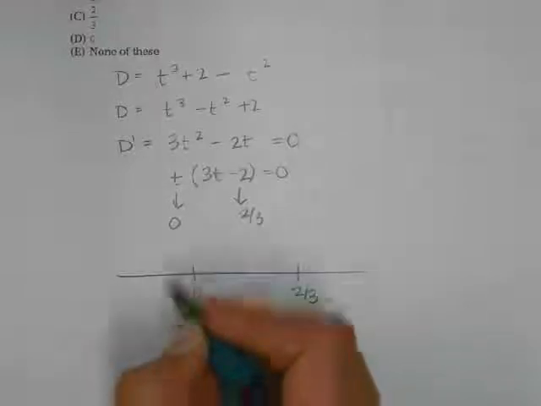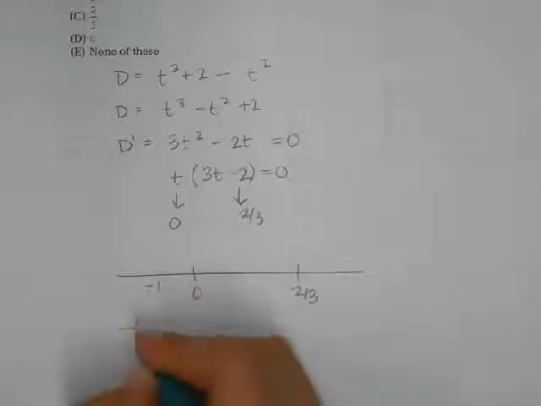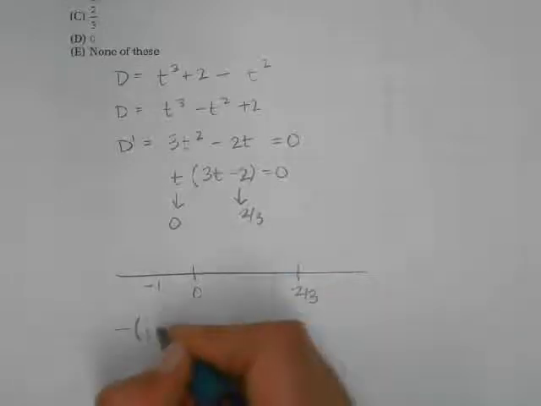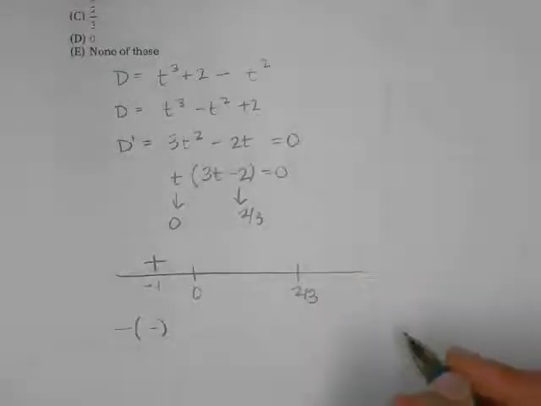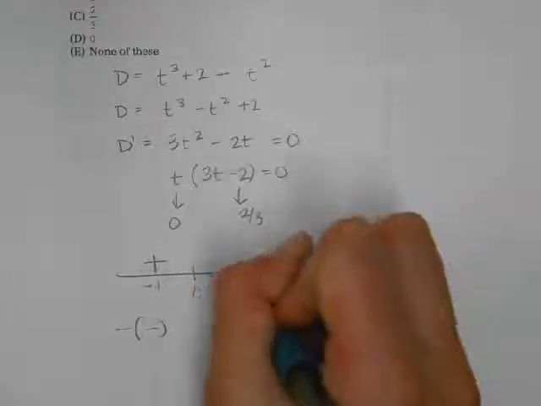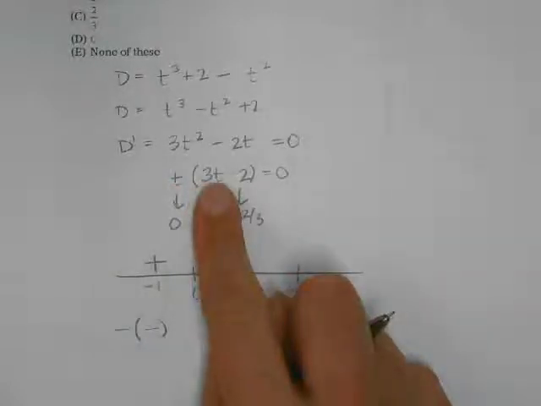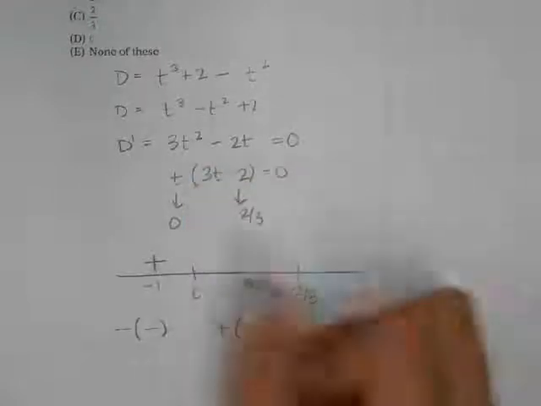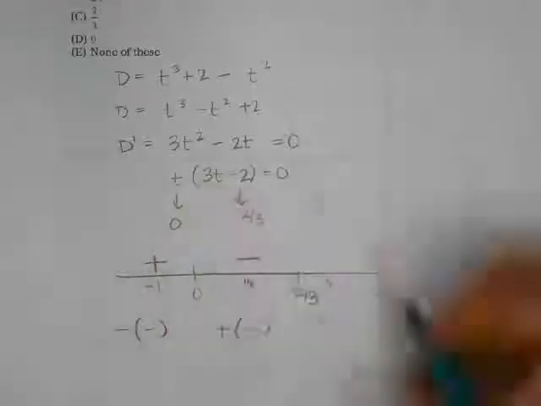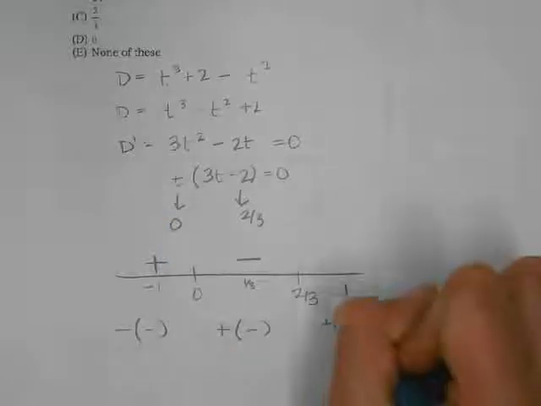So a number that's smaller than 0 is like -1. So if I put a -1 in for this, that's negative. If I put a -1 in for that, that'd be -3 minus 2, which is also negative. So this is a positive right here. I need to pick a number between 0 and 2/3. I'm going to go ahead and pick 1/3. I plug it in there, I get a positive. 3 times 1/3 is just 1. 1 minus 2 is negative. And then over there, I'll go ahead and pick 1. So that's positive. 3 times 1 is 3. 3 take away 2 is still positive.